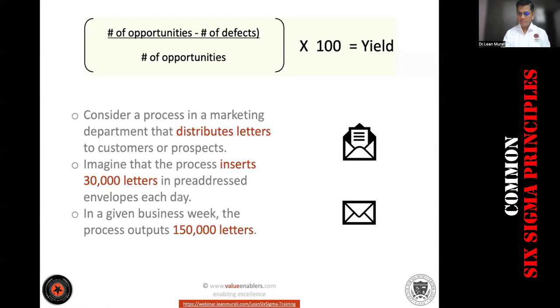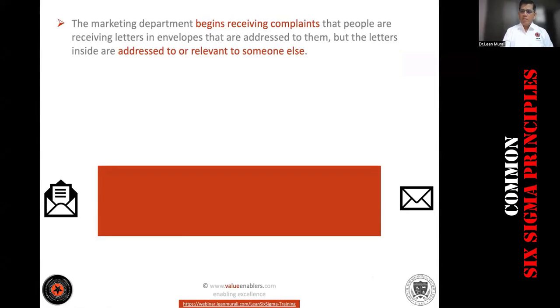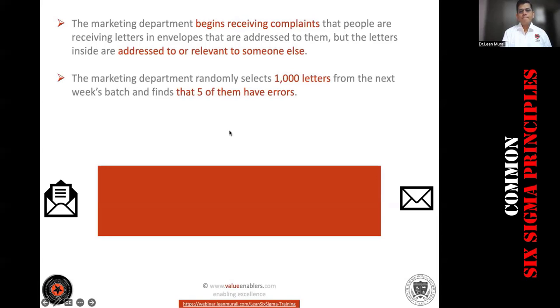Simple example, right? Now, the marketing department starts receiving complaints. The people are receiving the envelopes and they see their address, but inside, the content belongs to someone else. When they open it, they find, hey, the address is mine, but the content inside is someone else's. So the marketing department said, hold on to the dispatch, I want to verify. So it selects 1,000 letters, and found 5 of them had errors.